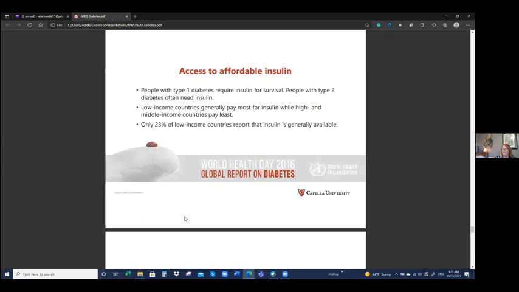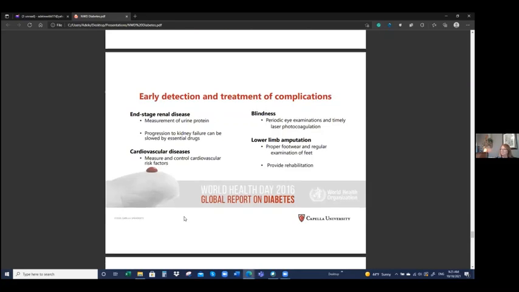And it's interesting, if you look at the second bullet, low-income countries pay more for insulin than well-resourced countries. Why is that? Why is that? And only 23% of low-income countries say insulin is even available. That's something that we need to address.